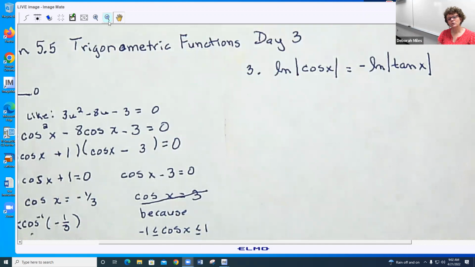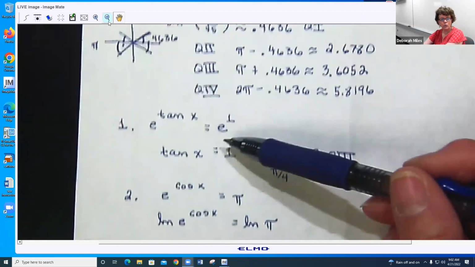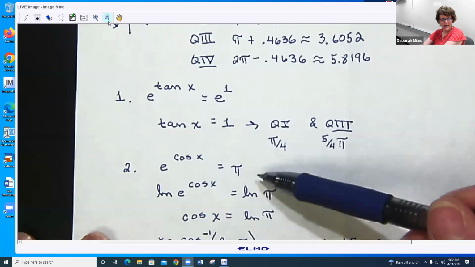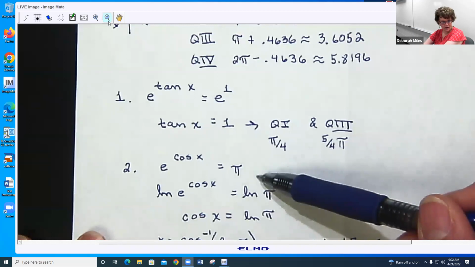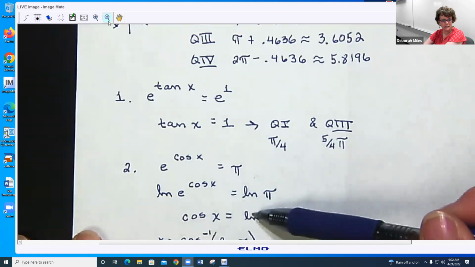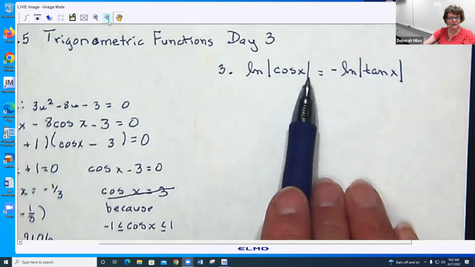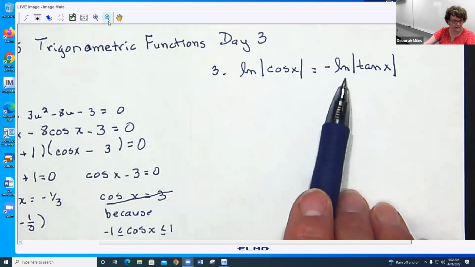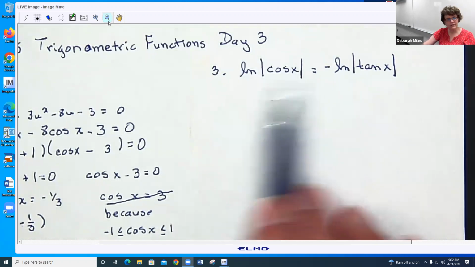In college algebra, we solve two kinds of exponential equations: those where we can write both sides having the same base, and those that we cannot write having the same base, where we have to use logarithms to unexponentiate. We also solve two kinds of logarithmic equations: those where we can write both sides having the same base, and those we cannot. Well, both of these are base e.